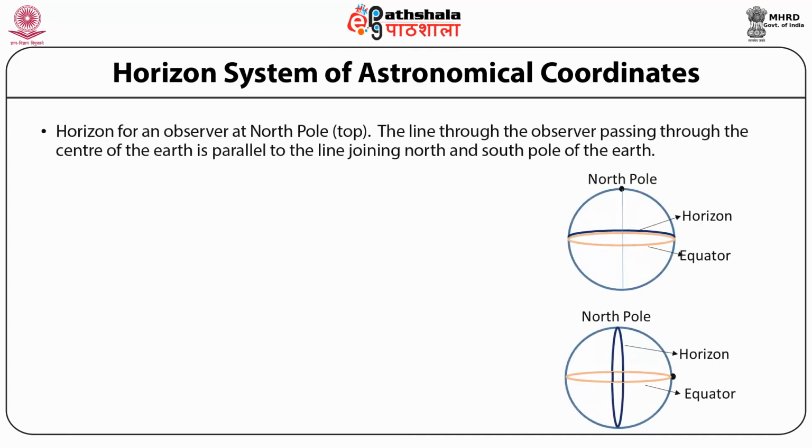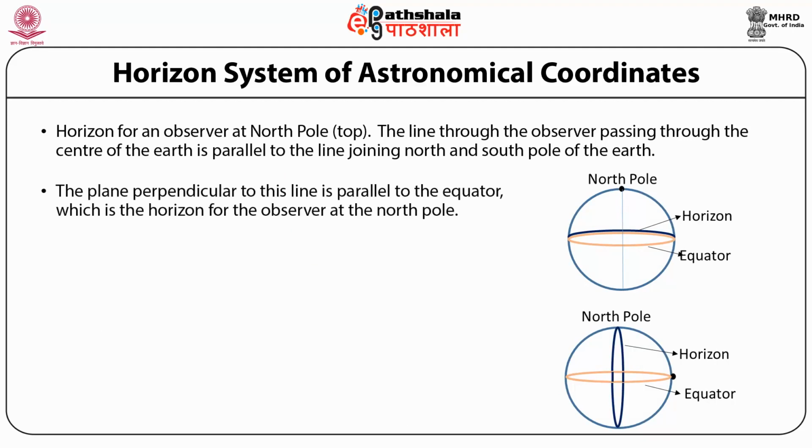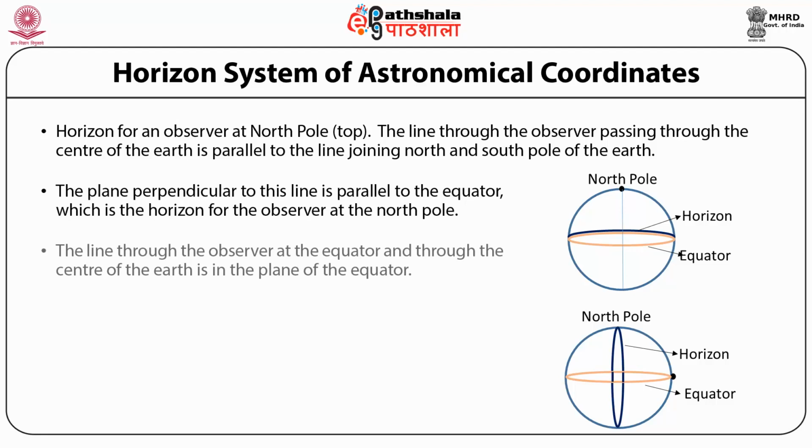First is the horizon of an observer at the North Pole, which is shown in the pictures. The line through the observer passing through the center of the earth is parallel to the line joining the north and south pole of the earth. The plane perpendicular to this line is parallel to the equator, which is the horizon of the observer. For an observer at the North Pole, the horizon is parallel to the equator of the earth.